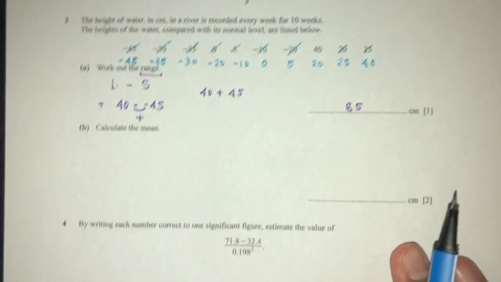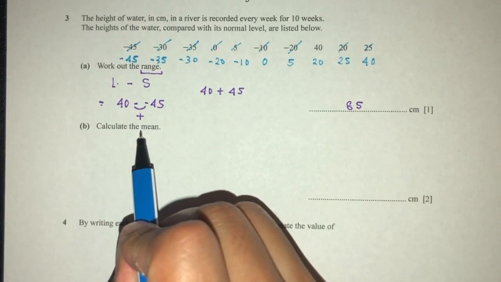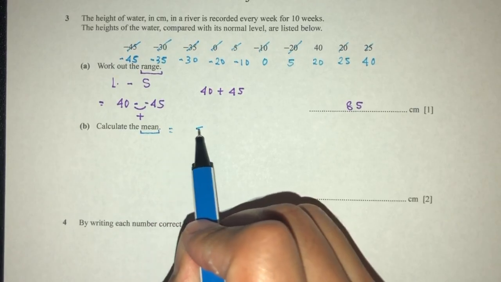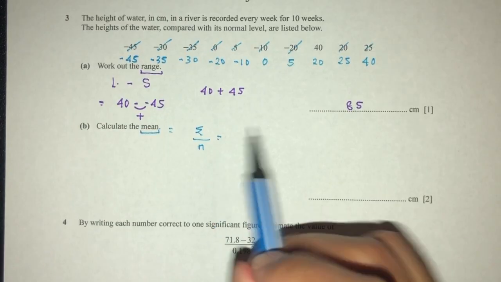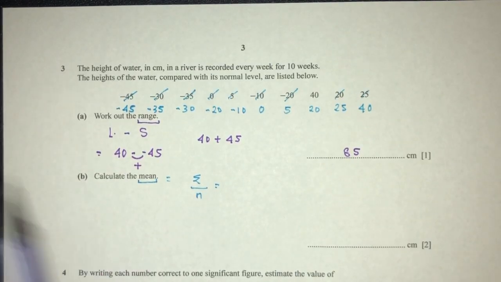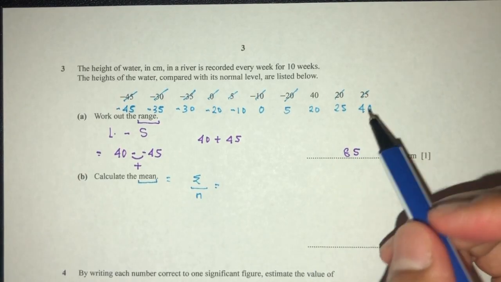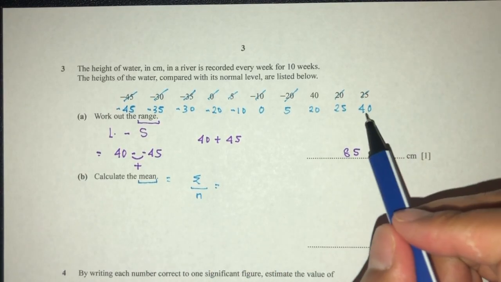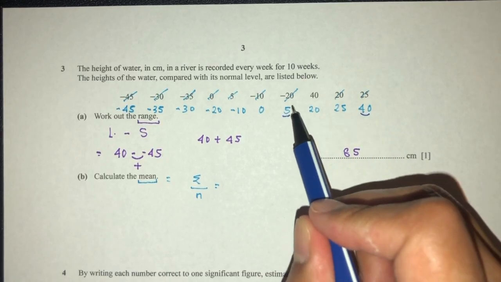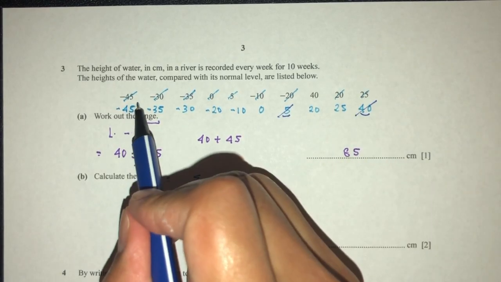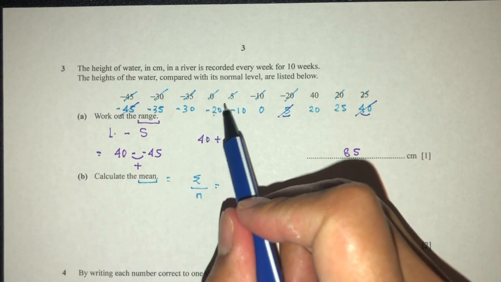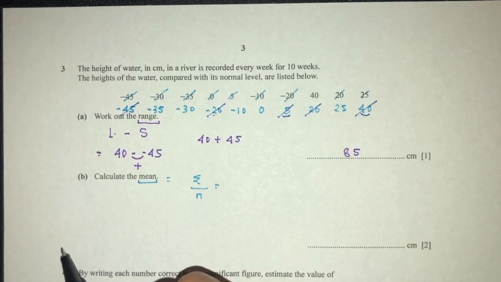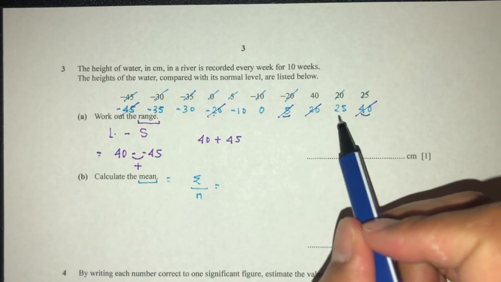Now let's move on to part B of your question. Part B is we have to find the mean. The mean is the sum of everything divided by the number of numbers that we have. So for the sum, let's add them together. We can try to cancel out a few values already. For example, here we have 40 plus 5 is 45, that will cancel out with this. And then here we have minus 20, and 20 will go away. What remains, we have 25 here.